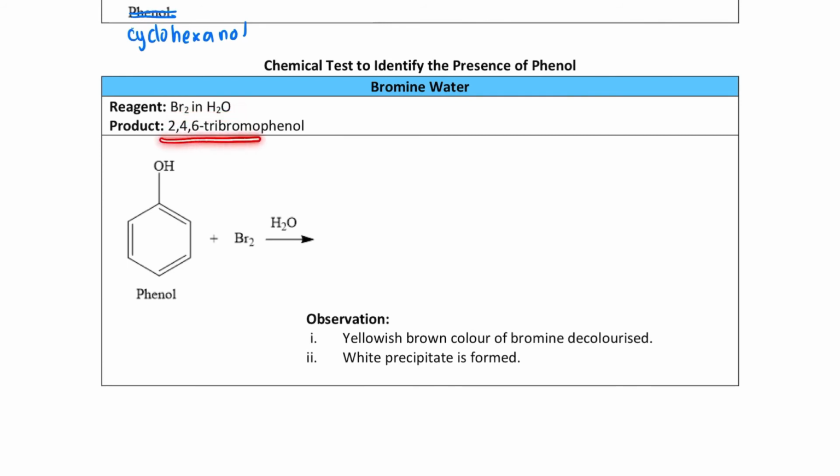Okay, and our product will be 2,4,6-tribromophenol. Okay, hopefully you can draw this one lah, 2,4,6-tribromophenol. Okay, draw phenol dulu, lepas tu baru masukkan bromo. Okay, so if you see phenol reacted with bromine ada water, so produk dia adalah 2,4,6-tribromophenol. Okay, so ini OH.